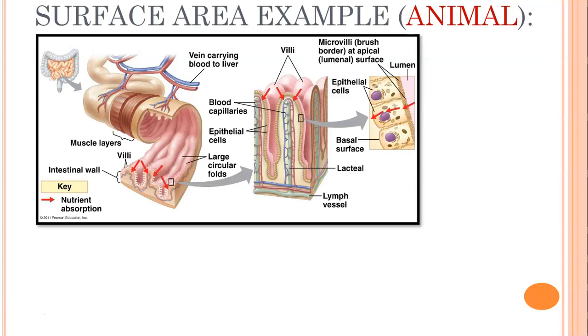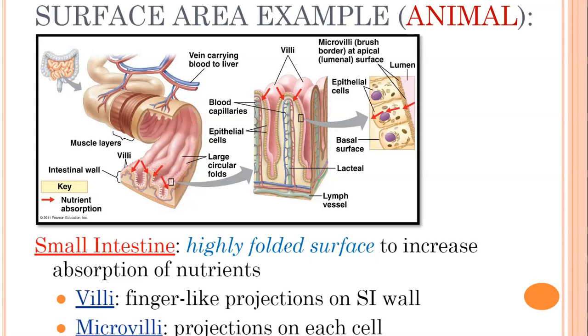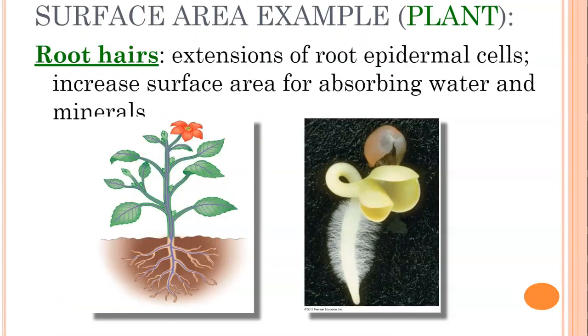One example of surface area would be your alveoli in your lungs. Another one is your intestines, maximizing surface area with villi, if you ever have to come up with an example. For plants, they have things like root hairs that basically maximize water absorption surface area.